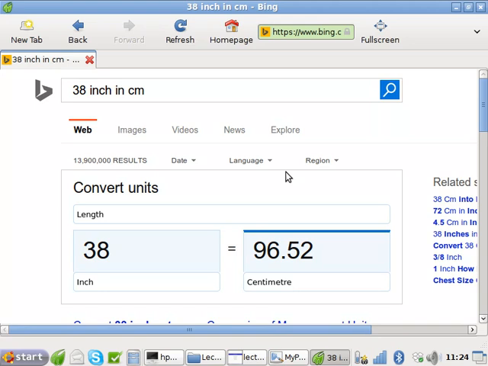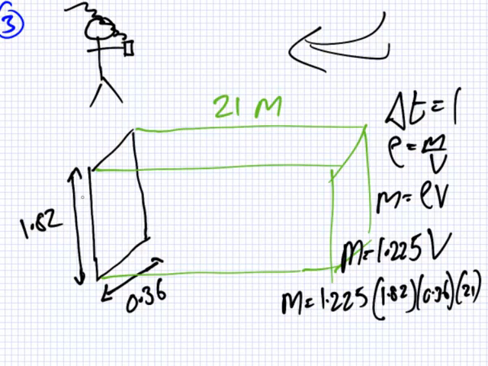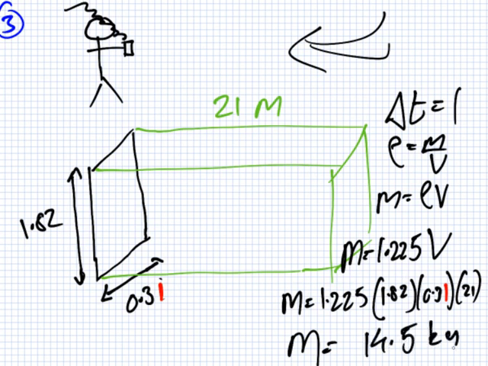Hey, I'm not 36, I'm only 31. Happy? Oh, very happy. So I'm only 31. That's better. Okay, so the mass of the wind here is 1.225 times 1.82 times 0.31 times, sorry, that's a 21. So that's 14.5 kilograms.